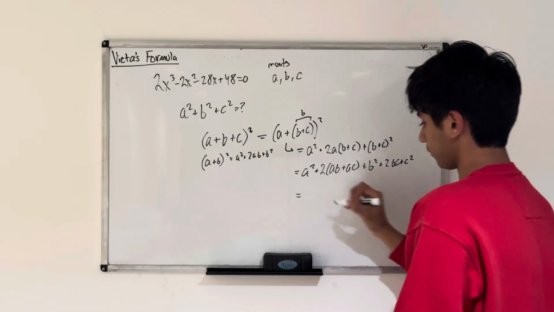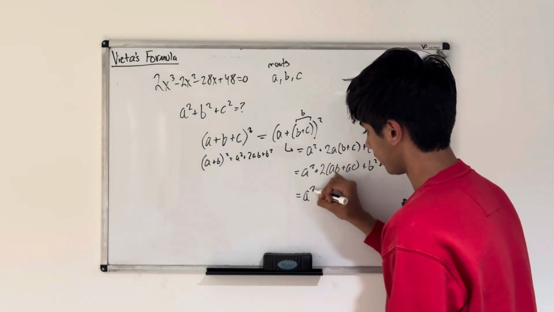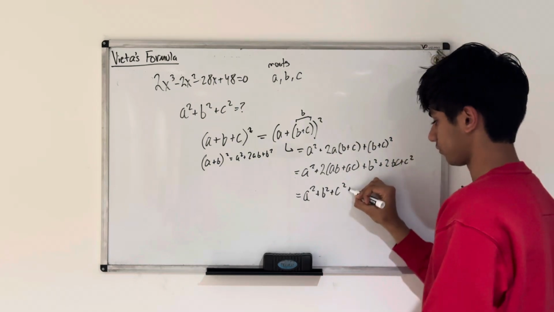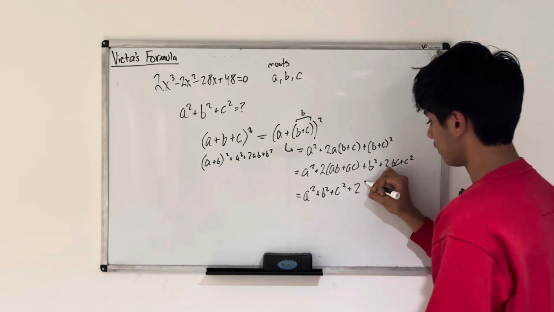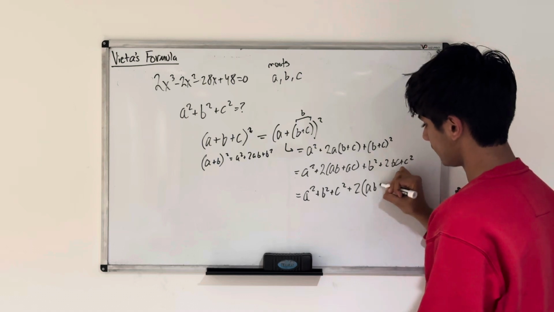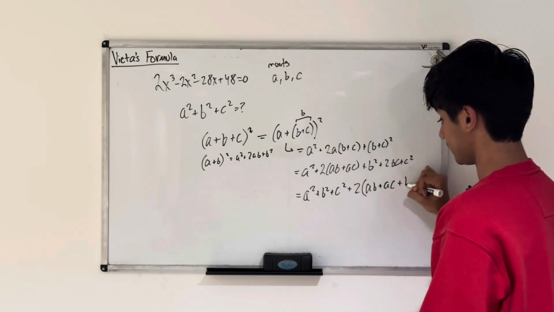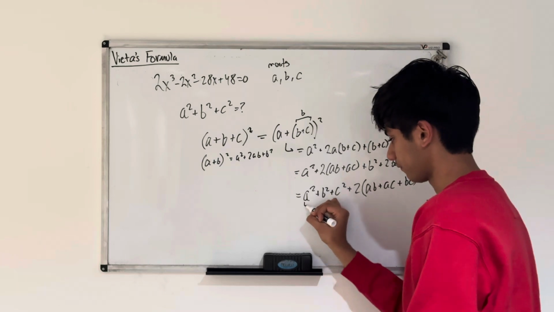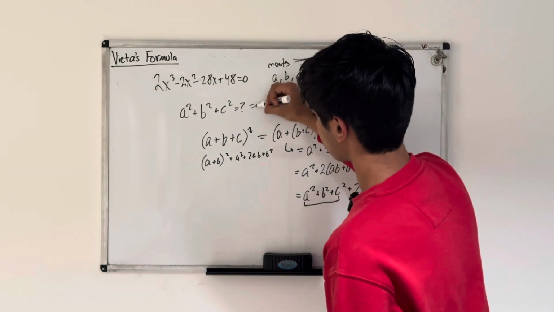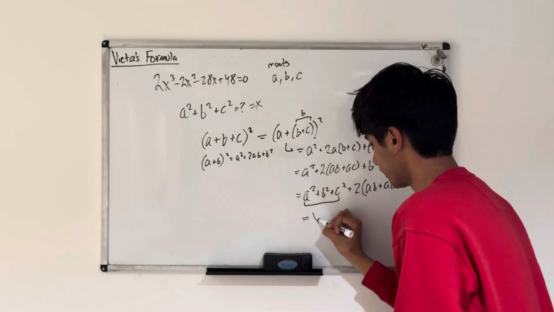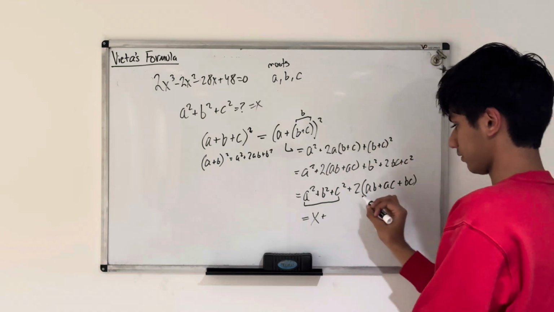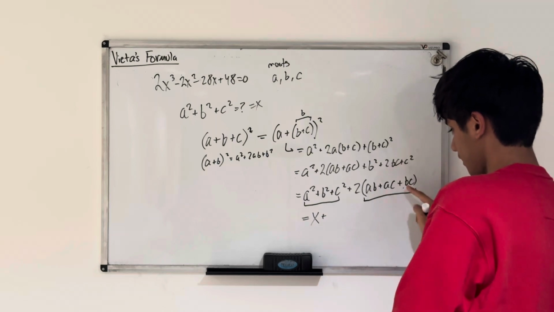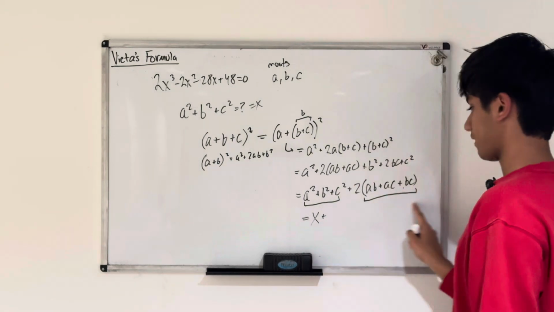So a squared plus b squared plus c squared, we recognize that as what we want. But then we also have this excess term, 2ab plus ac plus bc. Call this answer we want x. Our x term is here, but we also have this residue, 2 times ab plus ac plus bc. Well, we know how to find this. We can use Vieta's formula to find what this value is.